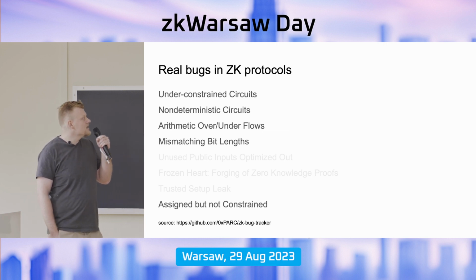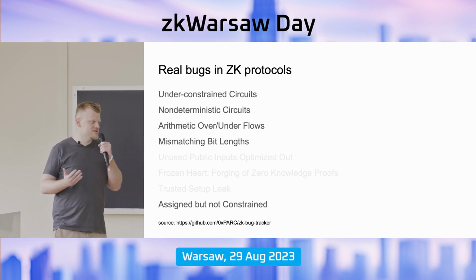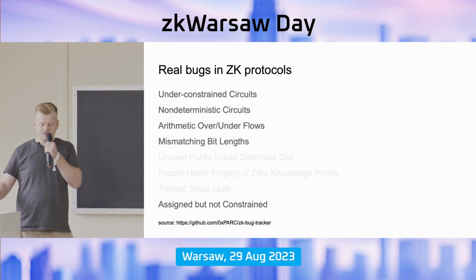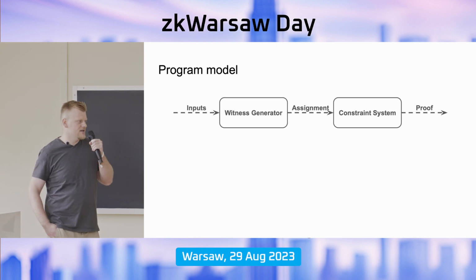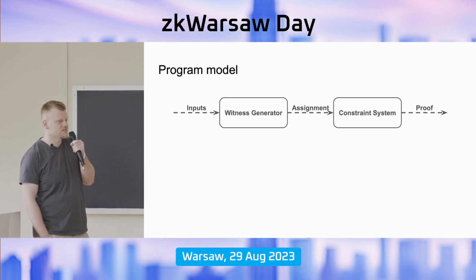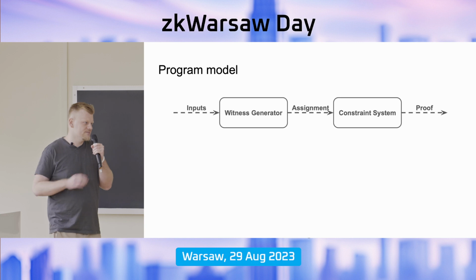So now the question is, how does it happen? Why is this whole thing so difficult? To start answering that question, let's look at a model of what happens with our computation in an actual ZK protocol.